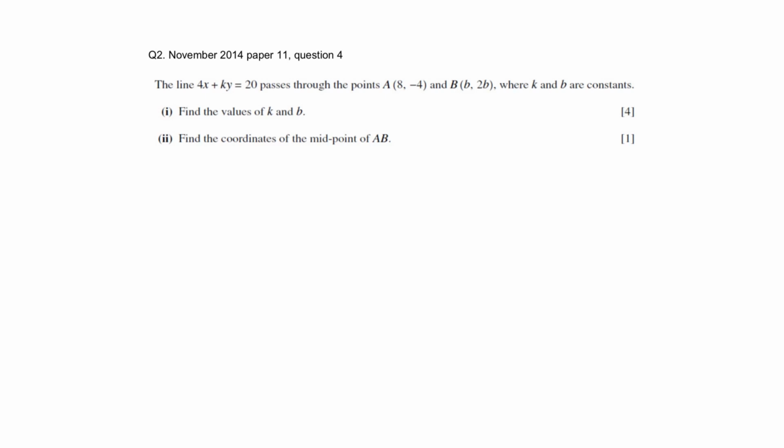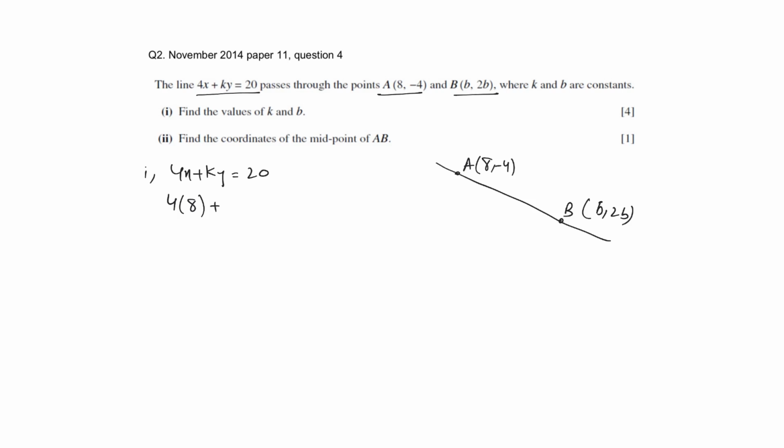So let's consider this question in which we have been given a line 4x plus ky equals 20, and the line is passing through 2 points. If a line is passing through A and B, then the coordinates must satisfy the equation of the line. So the line is given to you as 4x plus ky equals 20. What you can do is plug in the values of x and y and find the unknowns. So you can find the value of k from here. So k value is 3.